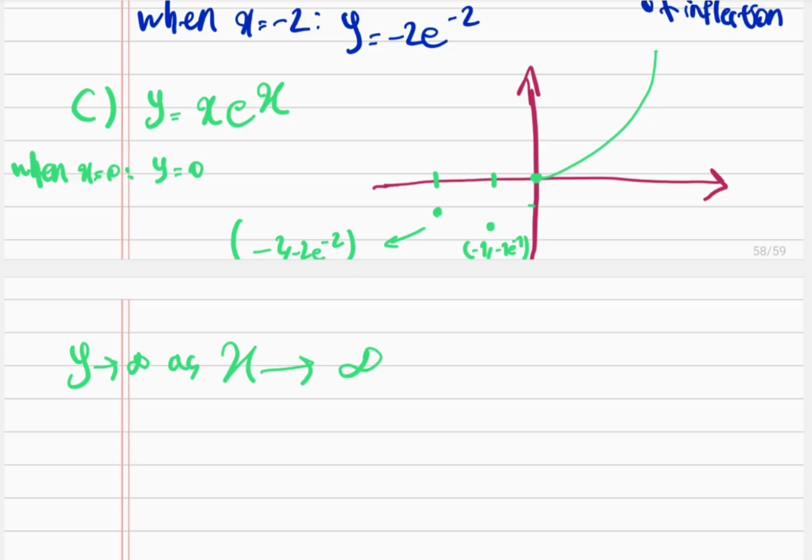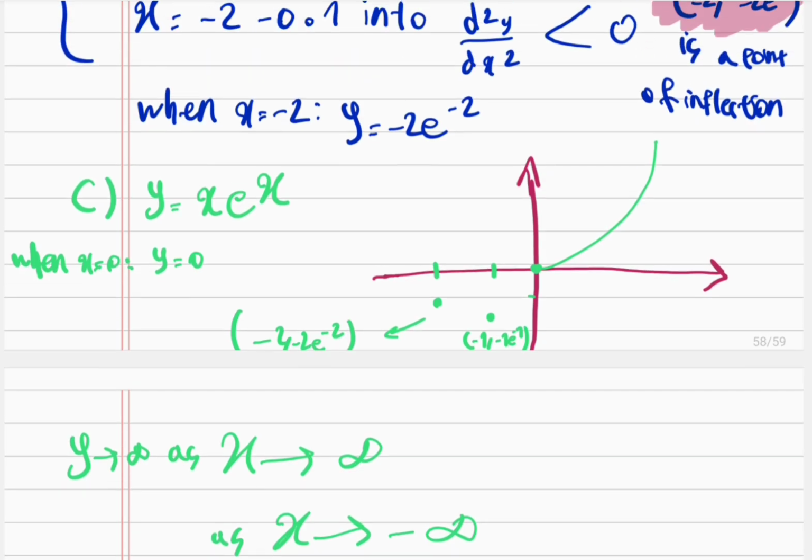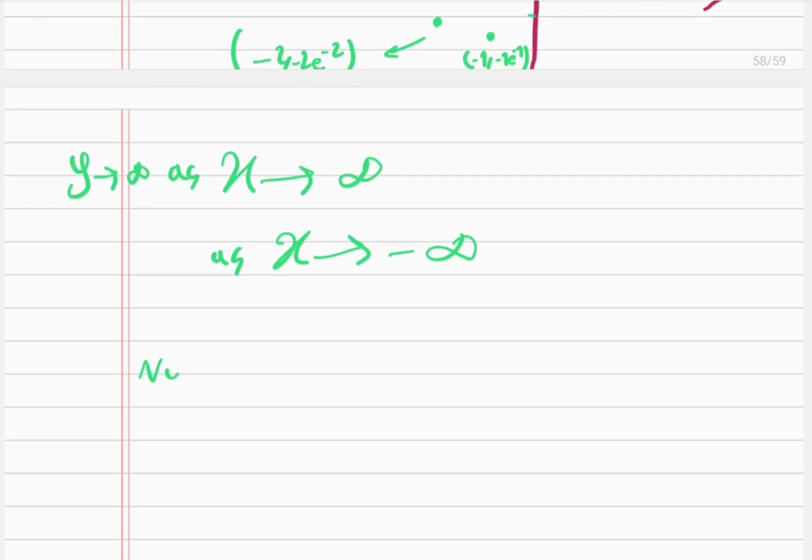Now the negative side is also clear, but there are some more things to note. As x tends to negative infinity, let's see what happens to y. Obviously we have a negative value of x here. But e to the x has a property which is very important.